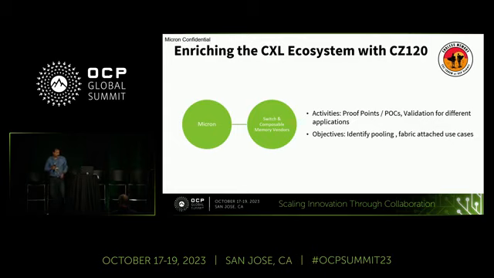Oh, one other ecosystem partner, which is the switch vendor. So you probably have seen the XConn demo out there with Micron CZ120. So we work with switch vendors and anyone that's working on composable memory solutions, right? This is working with them to figure out the proof points, POCs, looking at pooling and sharing, future use cases.